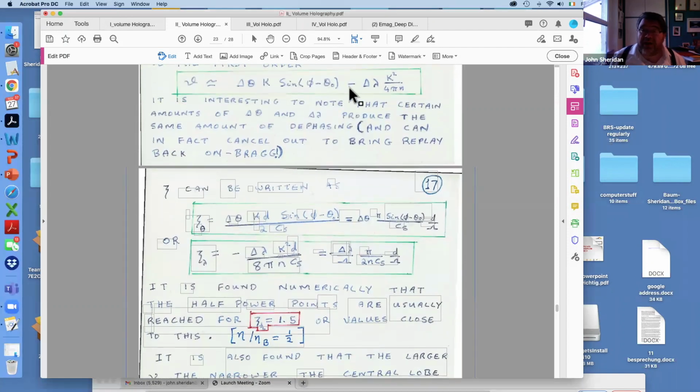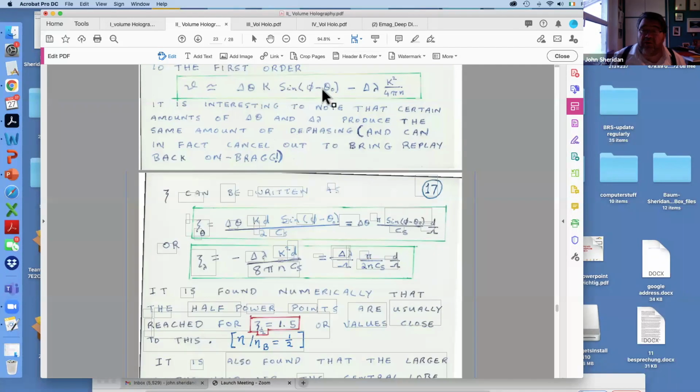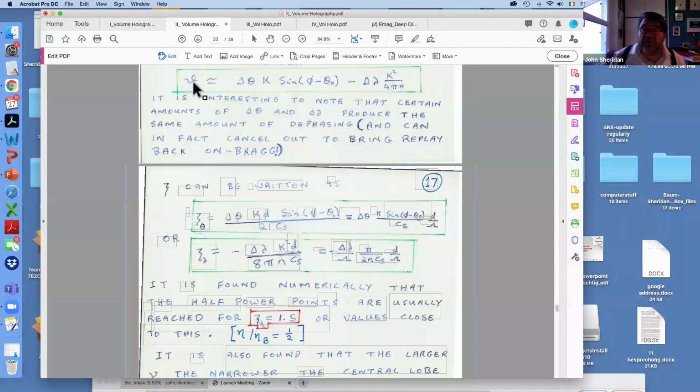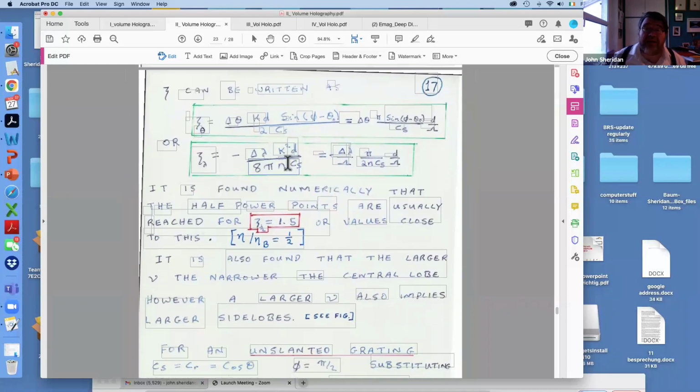So we see here we have a minus sign. So we put a certain value here, we put a certain value here, we could in fact still have this equal to 0. So this comes back to the idea I told you that you can remain on Bragg even though you do not replay the grating with the recording wavelength and the recording angle. You can cause the two effects to cancel one another out. You can change your angle and change your wavelength and still stay on Bragg. They can cancel out to bring replay back on Bragg.